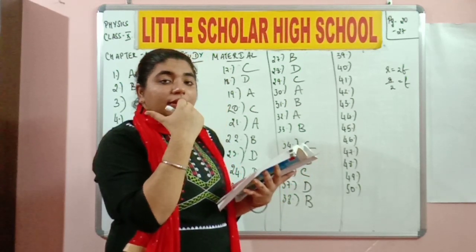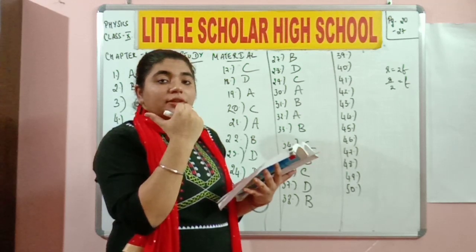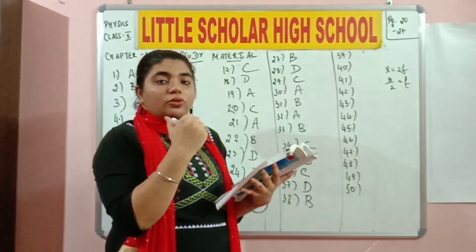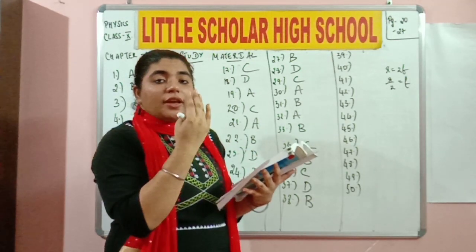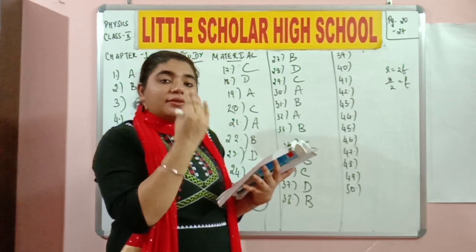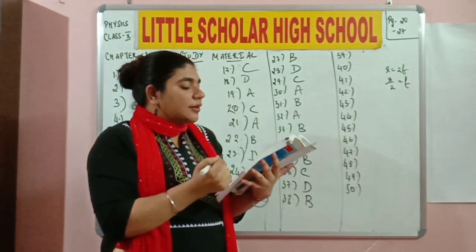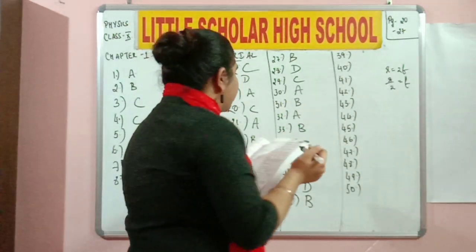The focal length is already given as 25. So the answer should be something less than 25. Yes or no? The person needs to place his face at a distance which is something lesser than 25. Which option is lesser than 25? Option C, 20.